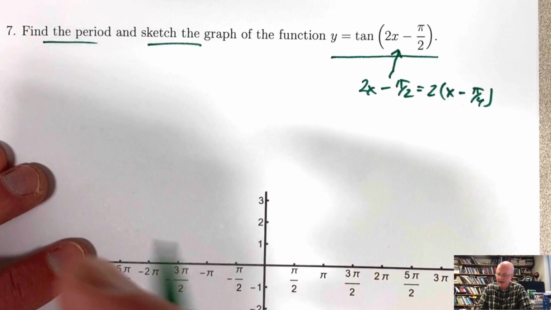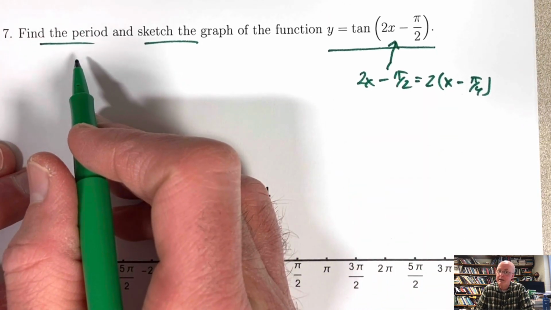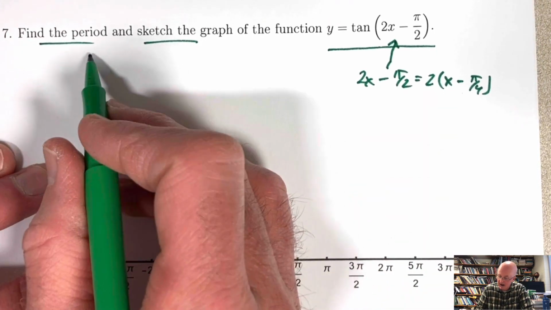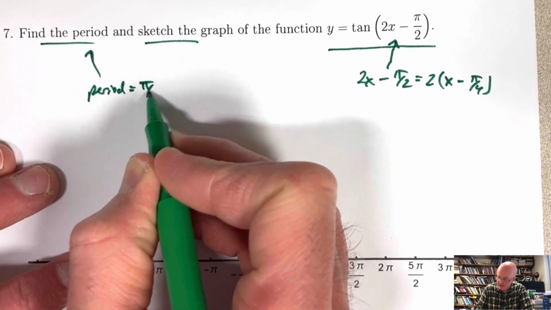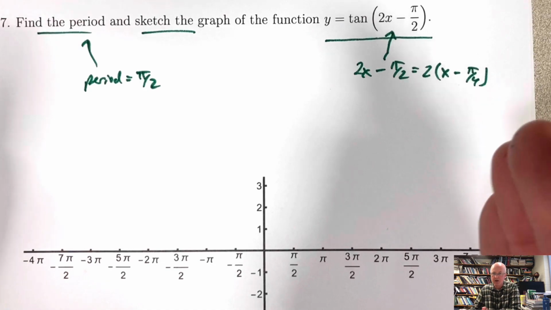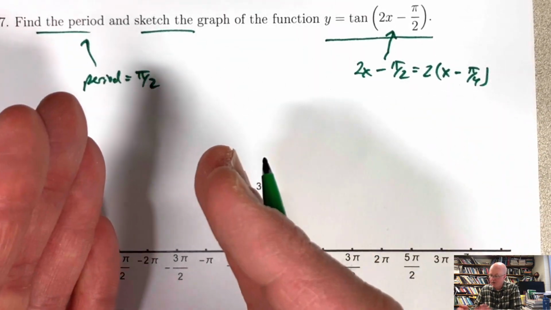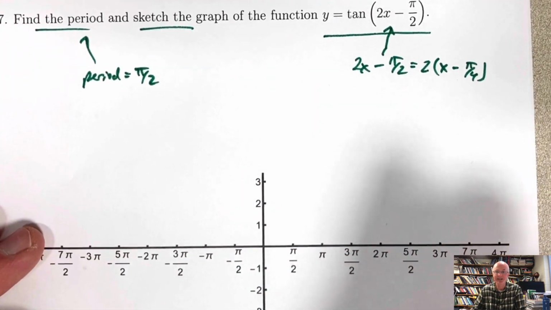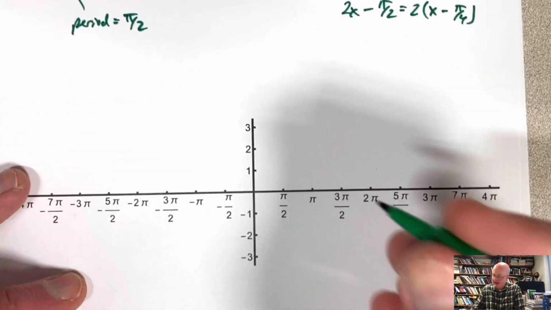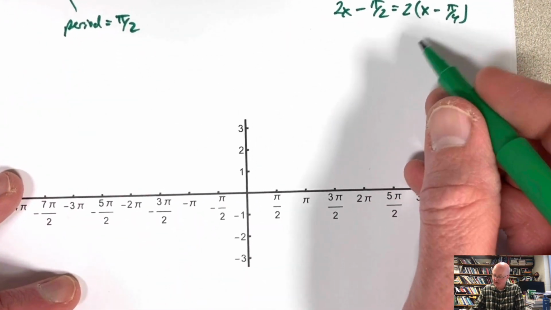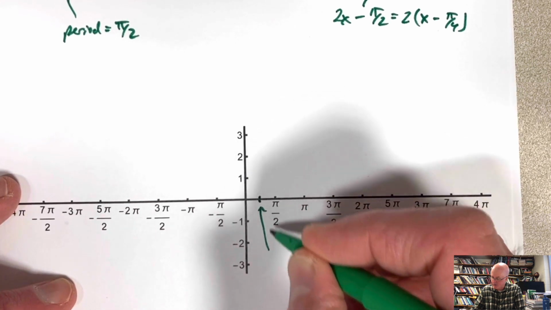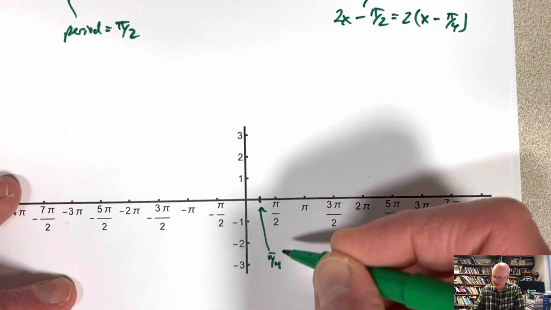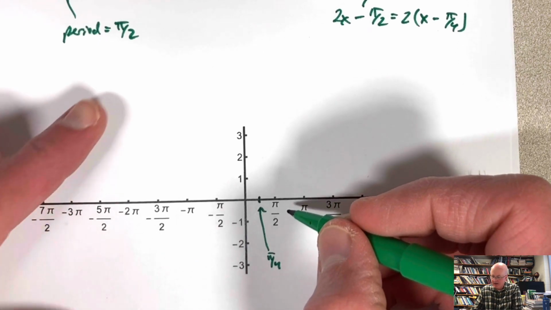The period, instead of being pi, will be smaller. It'll be pi over 2. The period of this particular function will be pi over 2 because of the horizontal compression toward the vertical axis, making the oscillations happen faster. But again, we have the rightward translation of pi over 4 to the right. Pi over 4 is half of pi over 2. So there's pi over 4. Period is pi over 2.